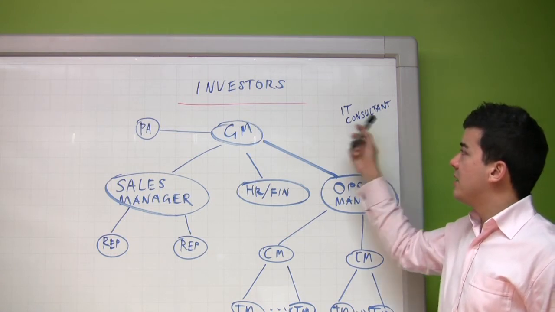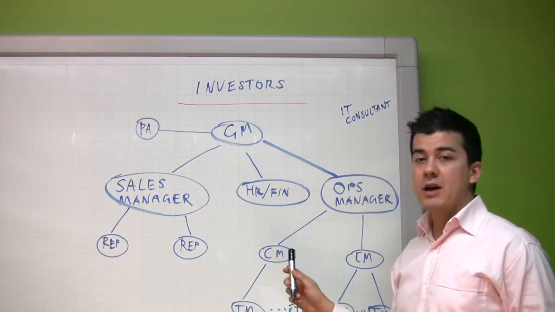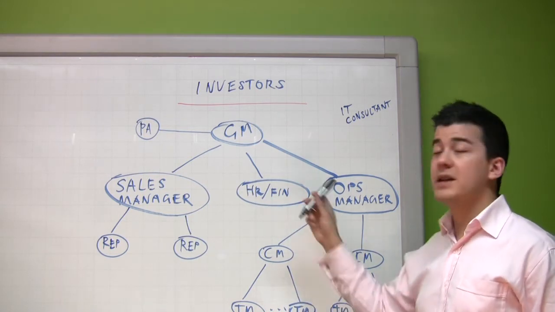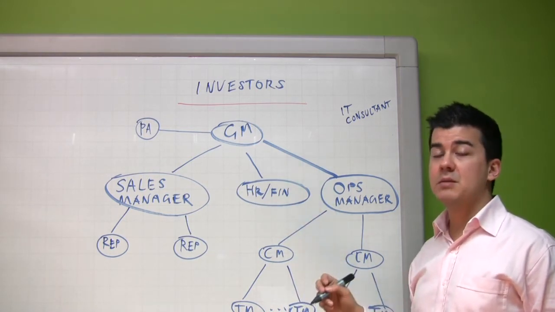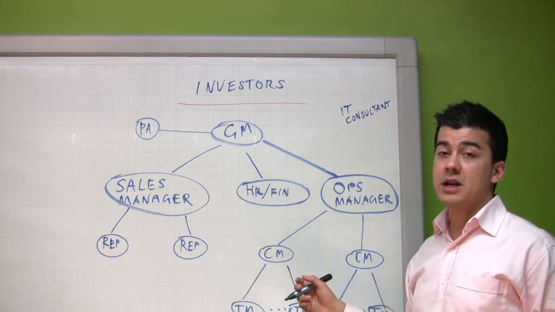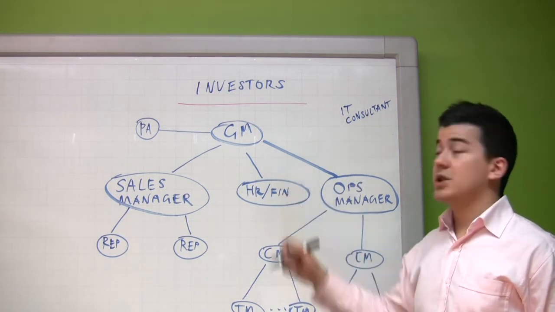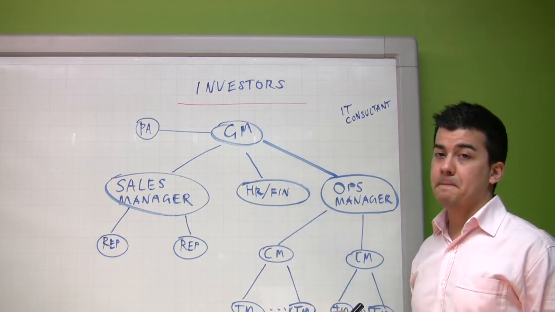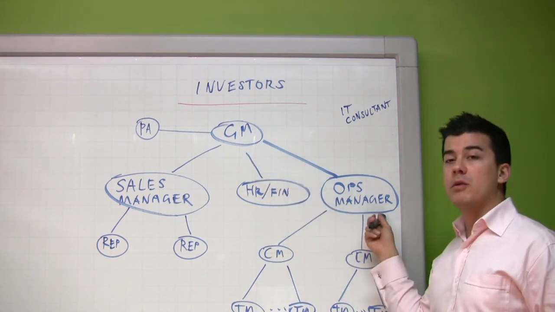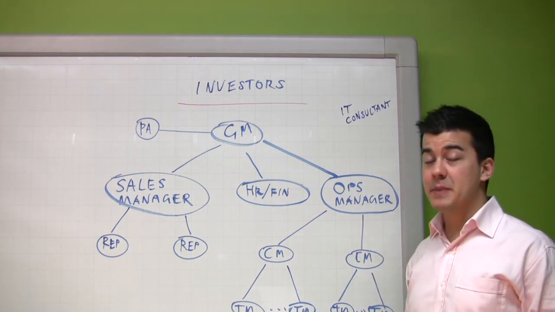Okay, let's assume that the general manager has engaged an IT consultant and they're looking around for new telemarketing software. So the question is, who would make the decision as to which telemarketing software, or even if the company would implement a new telemarketing software in operations, who would actually sign off on that? Would it be the general manager or would it be the operational manager? Now the answer is, it depends.